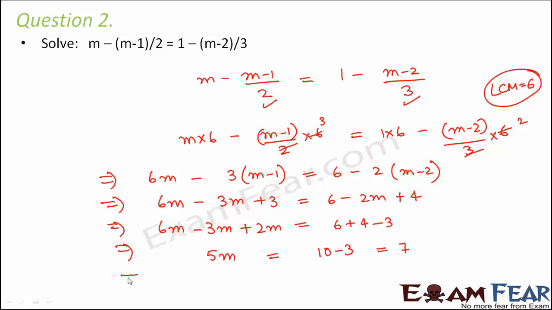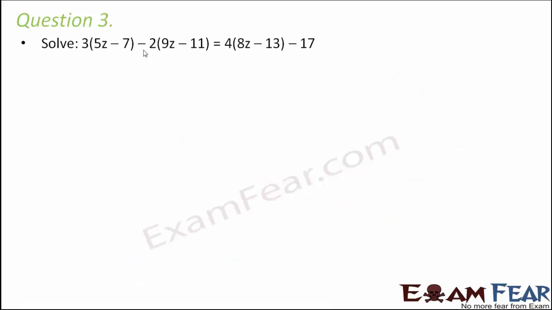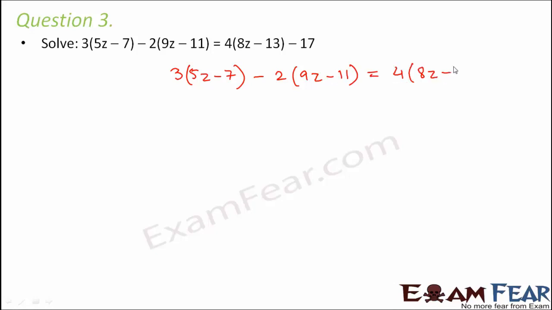So this would be equal to 7, or we can say m would be equal to 7 by 5. So m equals 7 by 5 would be a solution for this equation. Question number 3. Solve 3 into 5z minus 7 minus 2 into 9z minus 11 is equal to 4 into 8z minus 13 minus 17.